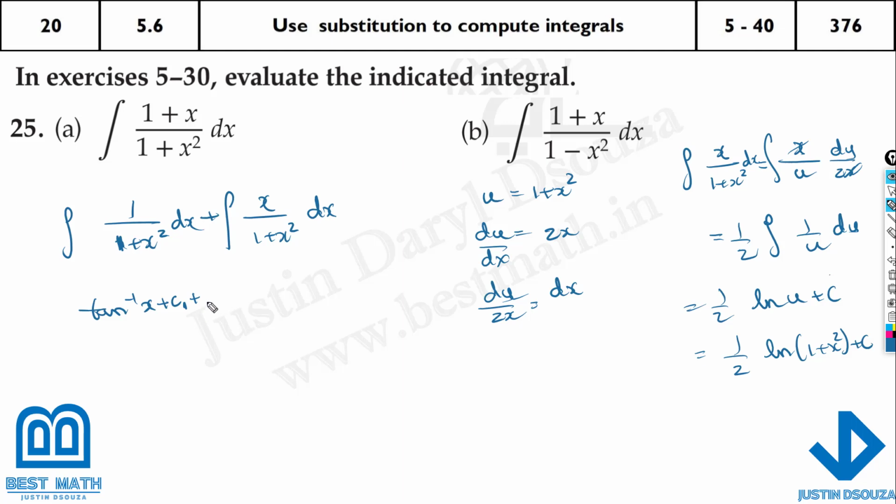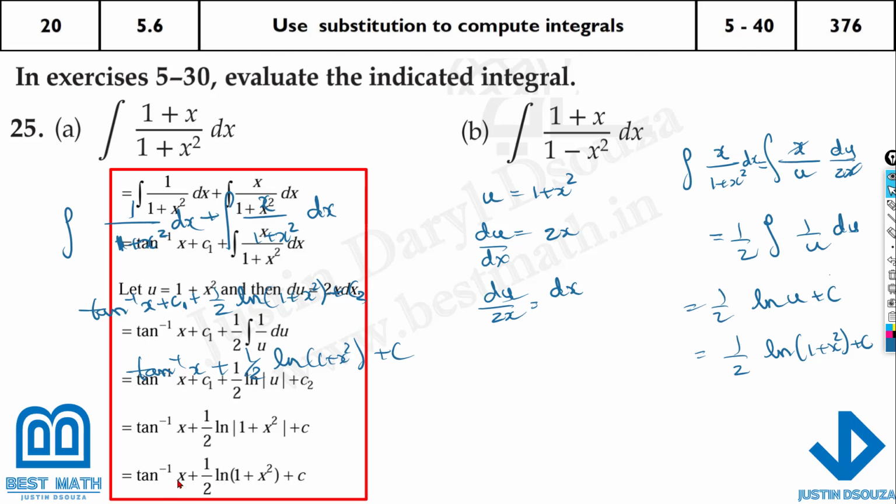So let's substitute back the answer here. Because we already have c1, we'll consider this to be c2. It's half natural logarithm of 1 plus x squared plus c2. Or we can write this together as tan inverse x plus half natural logarithm of 1 plus x squared plus c. That's it, because both are just constants, right? You can add those two numbers and that'll be just another number. That should be the final answer. It's tan inverse x plus half natural logarithm 1 plus x squared plus c.